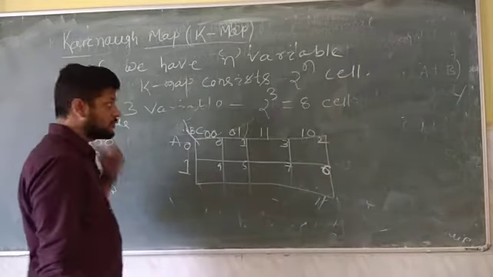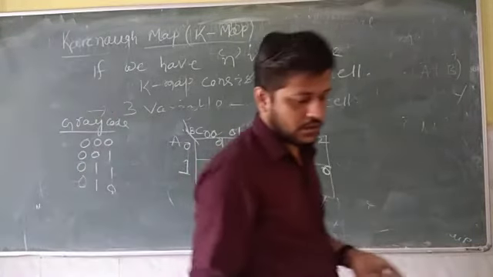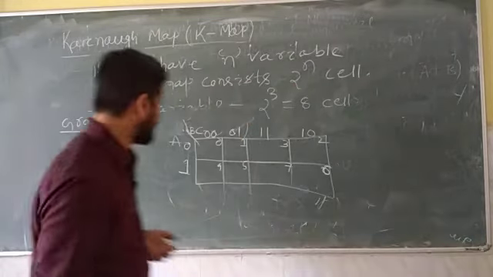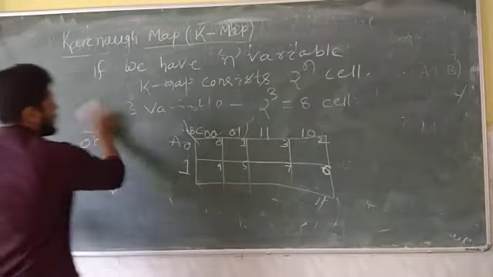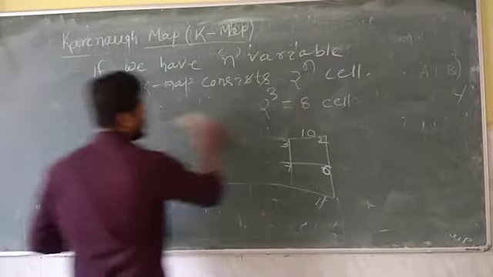So how to then minimize this expression? So this is your 3 variable K-map. Then how to write a 4 variable K-map? This is a 3 variable K-map. Then how to construct a 4 variable K-map?